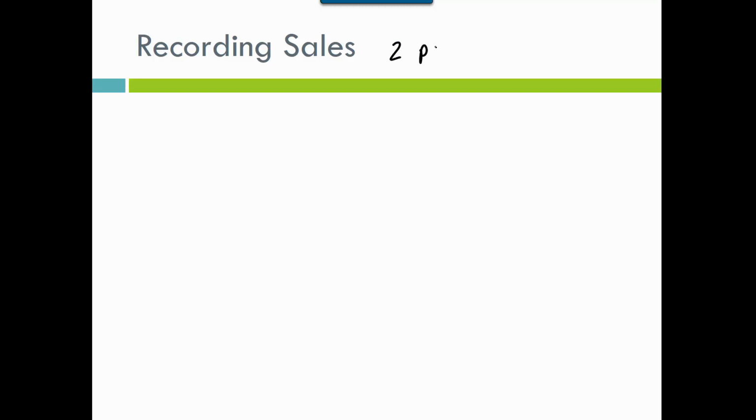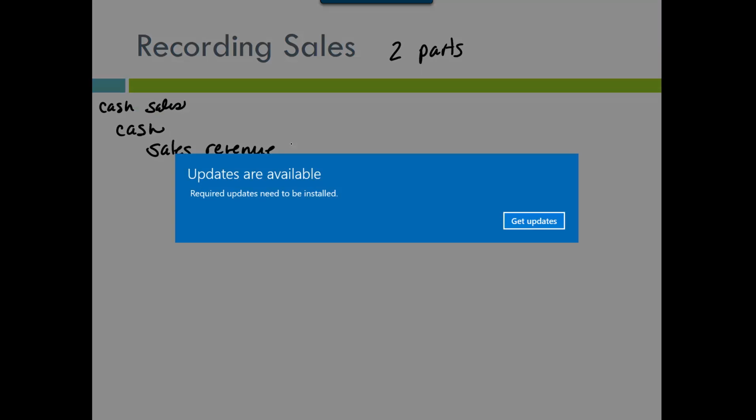When I record a sale, there's always two parts. So if I made a cash sale, for example, I need to record two things. The first is I need to record the revenue coming in. So I would debit cash and I would credit sales revenue. So it's not service revenue anymore, it's sales revenue.